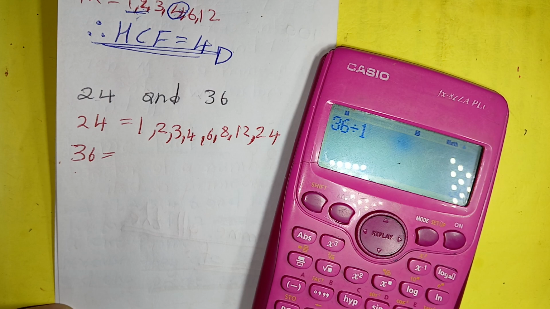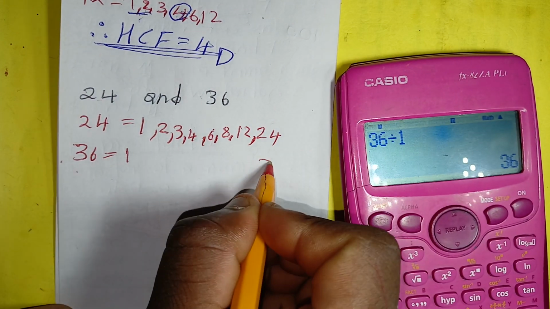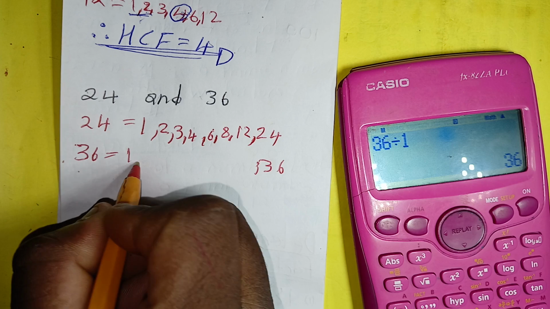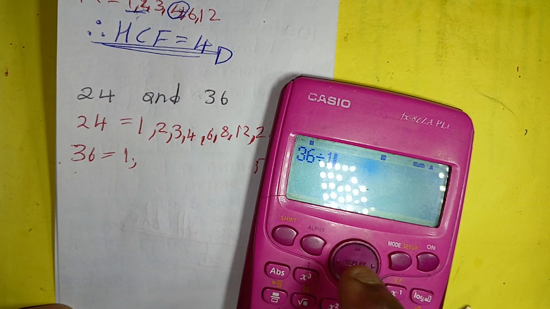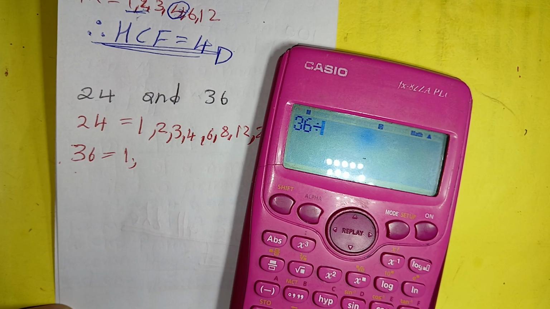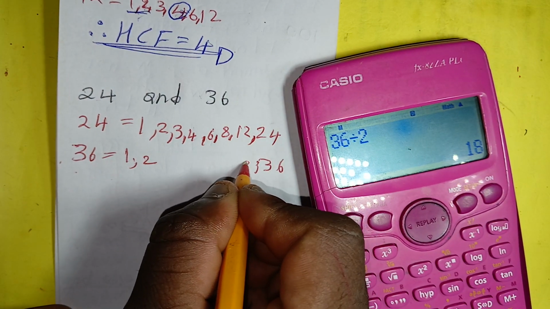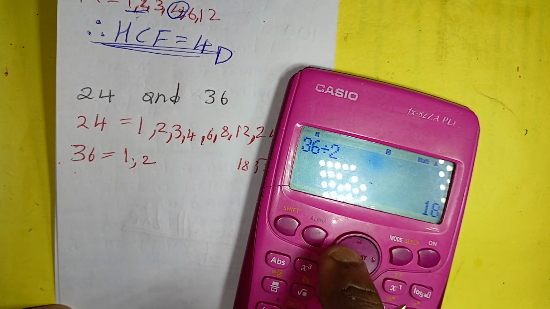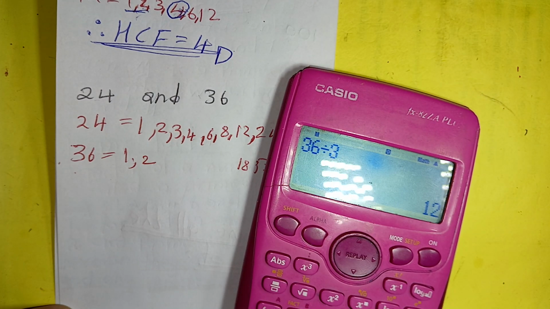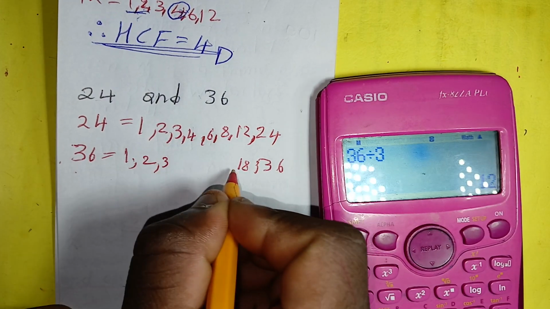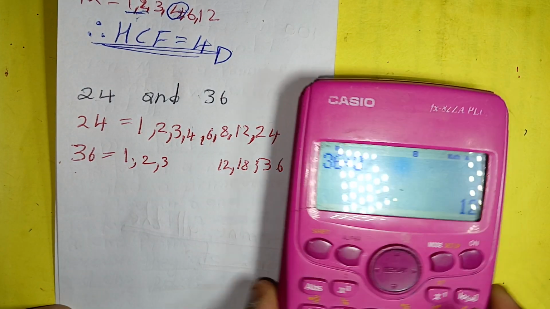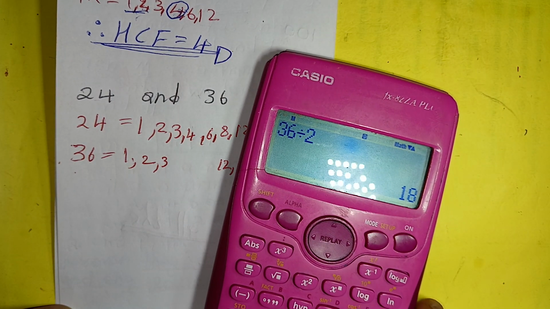So let's try to get the factors of 36. 36 divided by 1, obviously it will be 1 and 36. And say 2, meaning that 2 and 18. Do you see? And say 3, okay, 3 and 12.